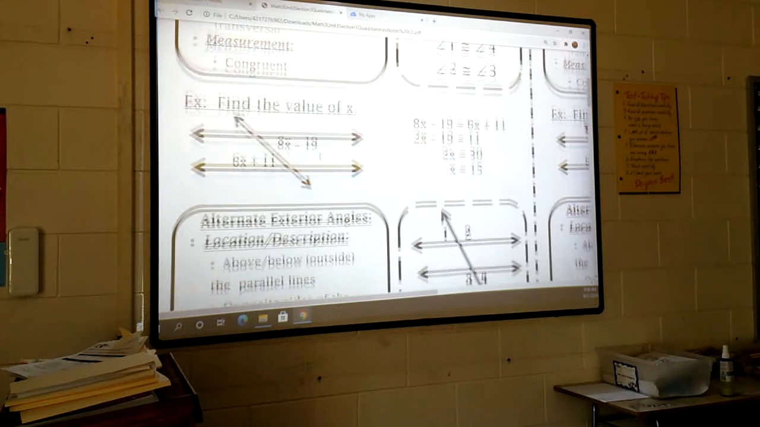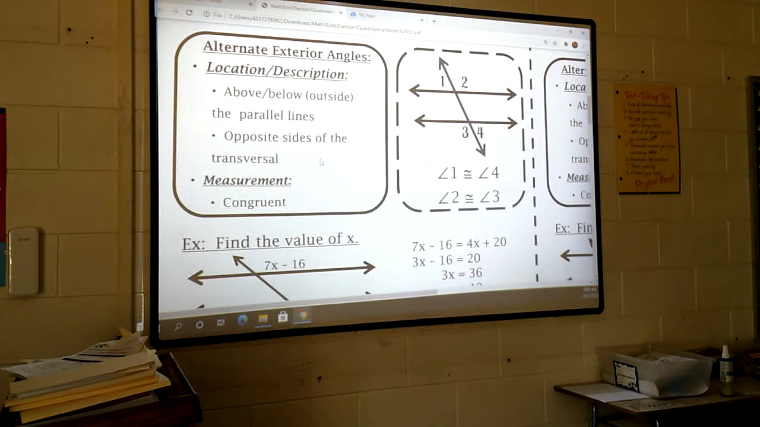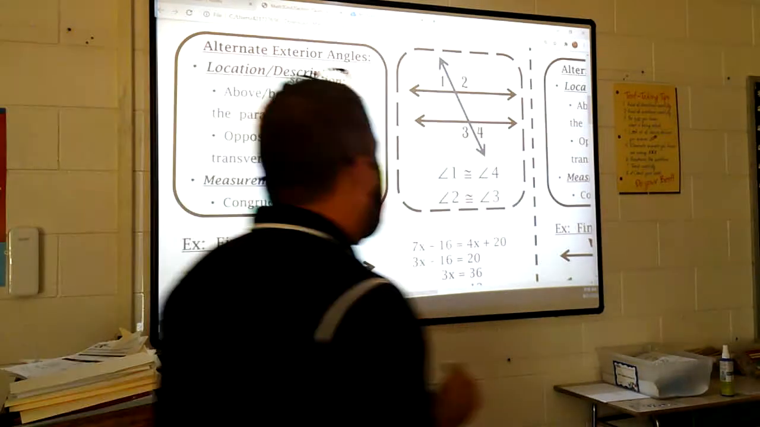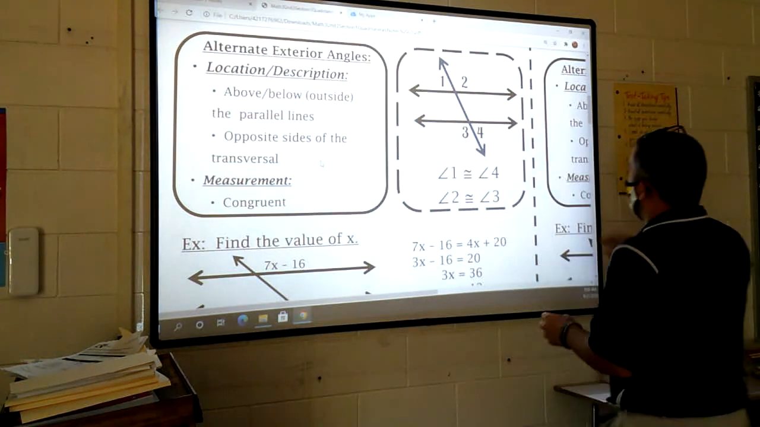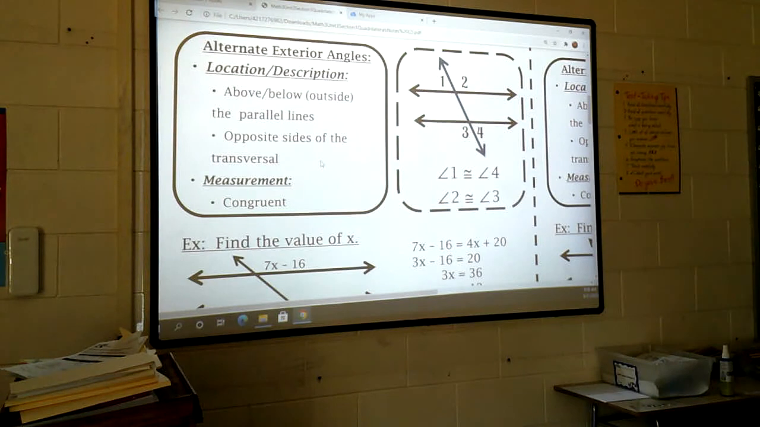Now, on the bottom of this page is alternate exterior angles. Again, the words give away which ones we're talking about, but these are the other 4. In alternate interior, we were talking about the 4 in the middle. Alternate exterior are the 4 on the outside. So again, they're either above or below the parallel lines, on the outside of the parallel lines. And they're on opposite sides of that diagonal line, that transversal.